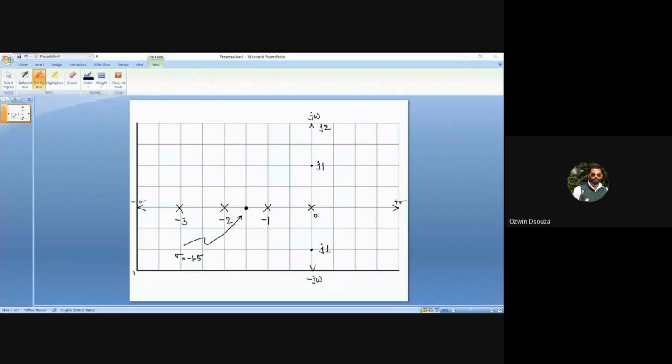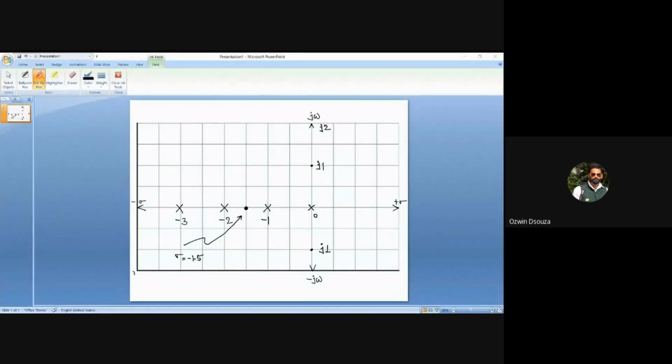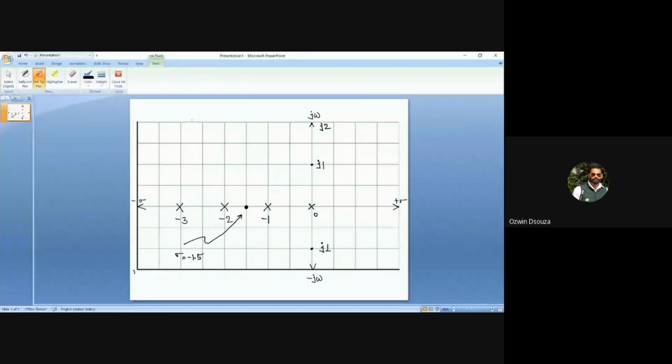Once I'm done with step 4, that is, after placing the centroid, you are supposed to draw the asymptotes. So we have 4 asymptotes. The first will have an angle of 45 degrees, second will have 135, third will have 225, and the fourth will have 315 degrees. Okay, so let us draw the asymptotes.